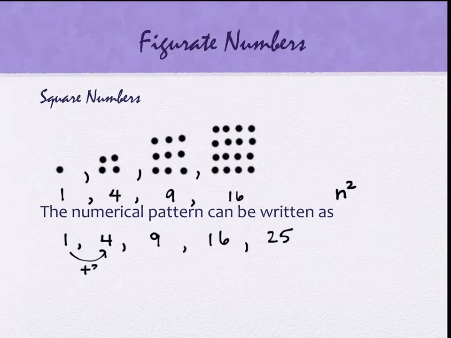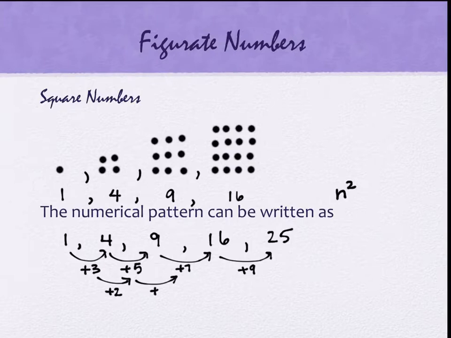You'd see that this is adding 3, 5, 7, 9. Again, not arithmetic, but there is a pattern because if I did it a second time, they have a common second difference, right? They're all plus 2s.